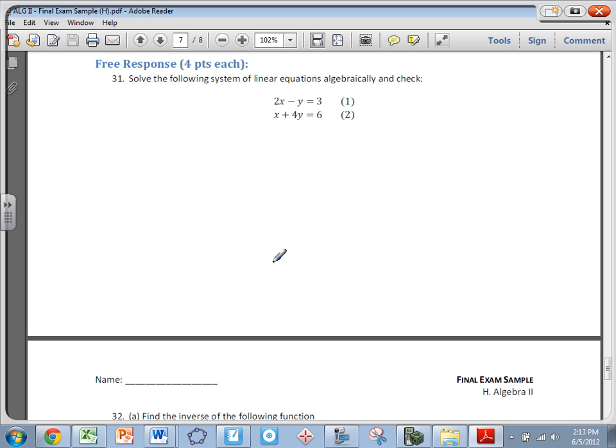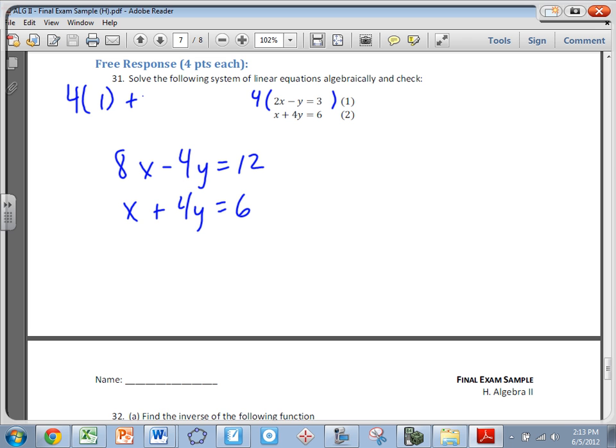So if I simply multiply the top equation by 4, I'll end up with a -4y. So I get 8x minus 4y equals 12, and x plus 4y equals 6 still. So again, what am I doing here? My operation is 4 times equation 1 plus equation 2. Okay, think back to your notes, we did this. So 4 times equation 1 plus equation 2.